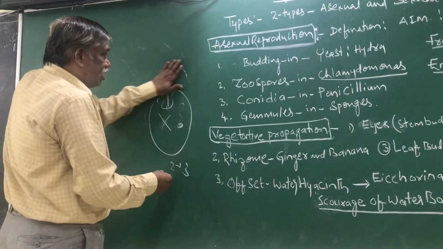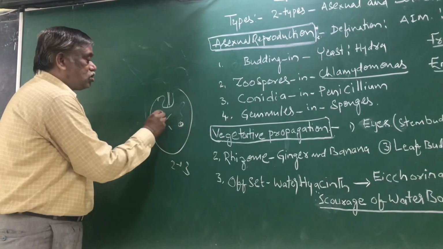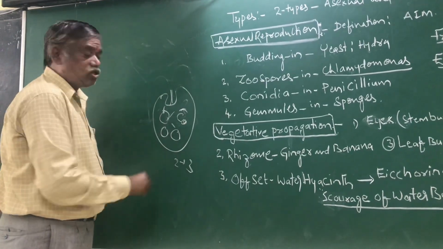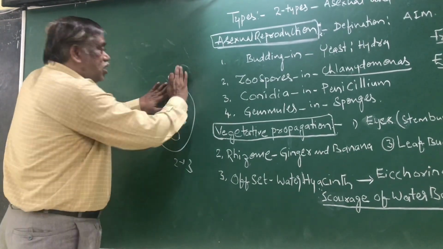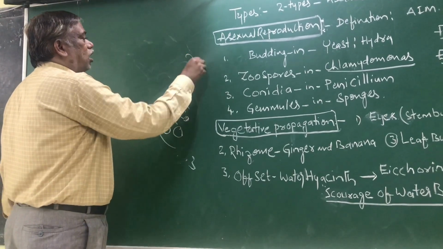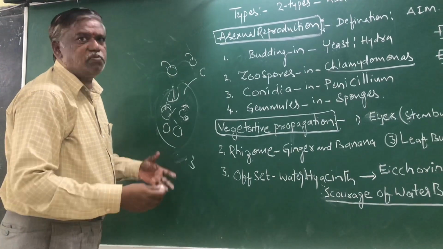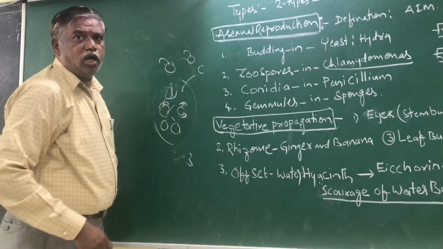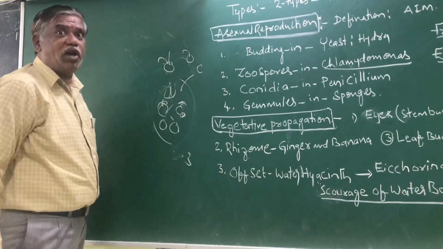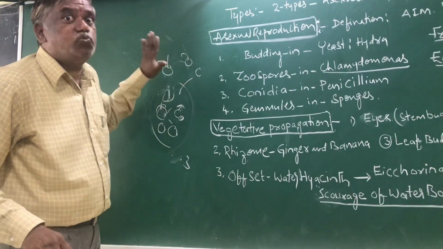Before that, it withdraws the flagella. Now this is the daughter Chlamydomonas with flagella. After that, the parent body will be ruptured. Three to four, maybe six, maybe seven daughter Chlamydomonas come to the outside with flagella. In olden days, these daughters were called spores.